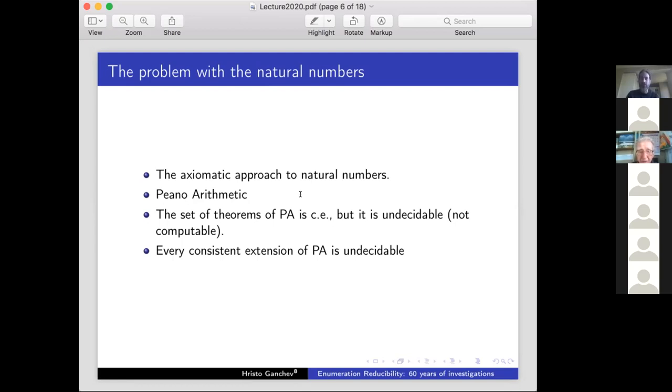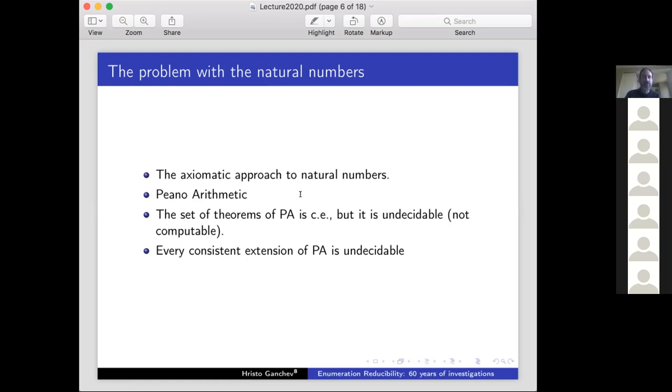You say that your objects, in this case the natural numbers, are your primitive objects. You say, I don't define them, but I just postulate some of their properties, which are the axioms. Well, the best known axiomatic approach to natural numbers is Peano arithmetic. Now, the problem with Peano arithmetic, as pointed out by Gödel and then by, I think, Church, is that Peano arithmetic is incomplete. So there is a sentence which is true but is not provable by Peano arithmetic.